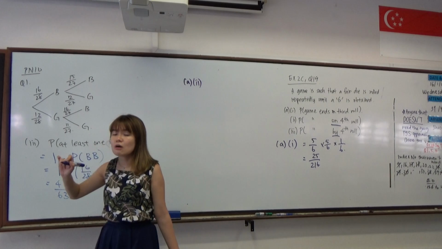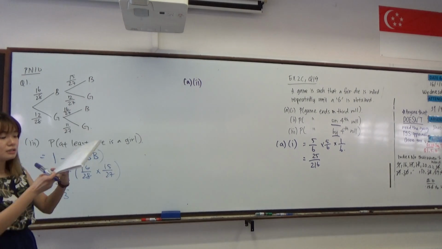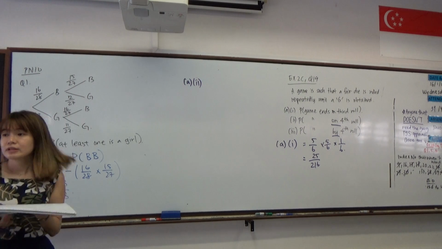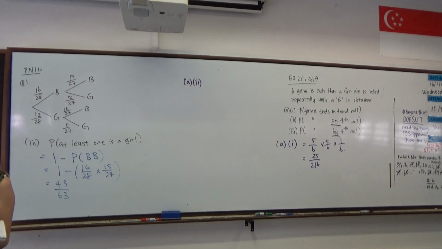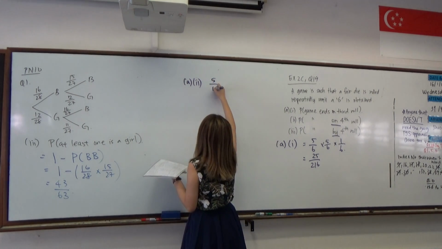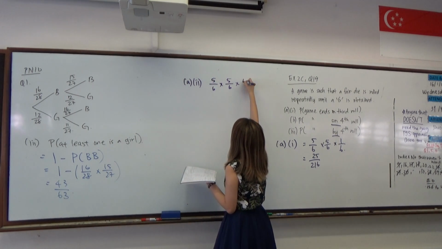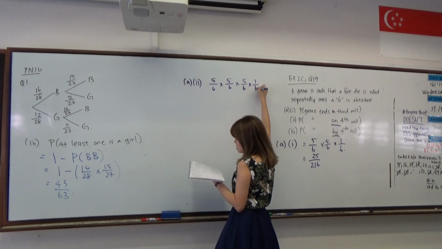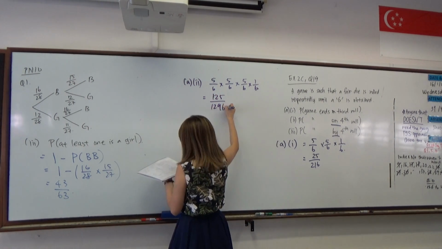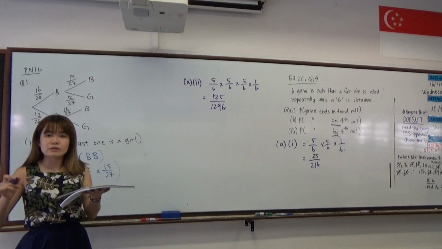So what would my calculations involve? Noel? What would my calculations involve for part 2? Okay, good. So 5 over 6 times 5 over 6 times 5 over 6 times 1 over 6. So we will get 125 over 1296.